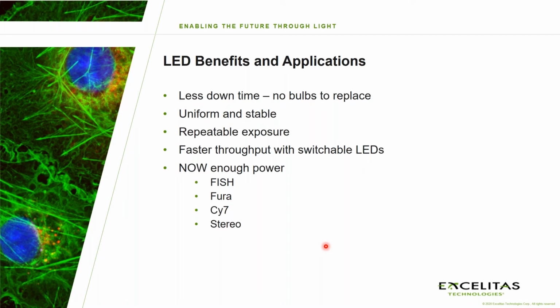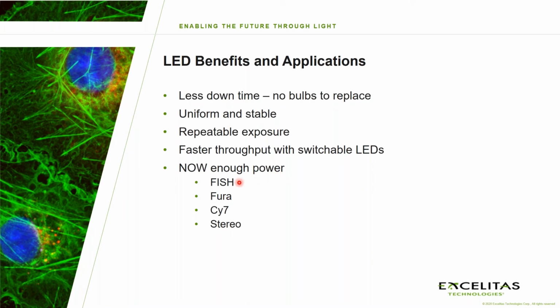I mentioned that if you have a switchable LED system, you would have faster throughput. I mean, everybody wants that, but obviously with a switchable LED, there's different electronics, so it would cost a slight bit more. And LEDs have advanced to the point now where you do have enough power for FISH, which is fluorescence in situ hybridization, where you're labeling parts of DNA with a fluorophore and the signal is very low. So you need a very bright light source in order to excite these fluorophores and get a meaningful result.